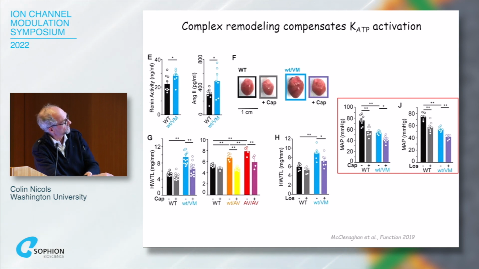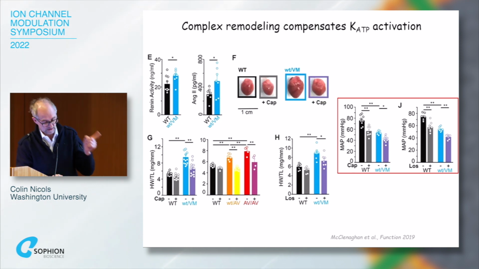And you see here's no real effect of captopril on the wild type, but in the VM animals the heart size essentially comes back to normal. Same is true for the AV het or homozygous animals or the VM animals treated with losartan. But this comes at the expense of perfusion, the blood pressure.